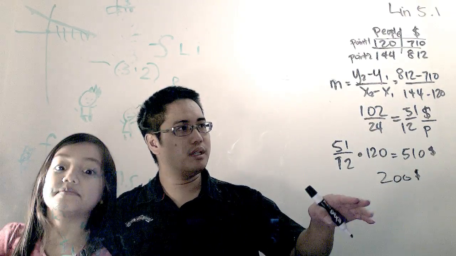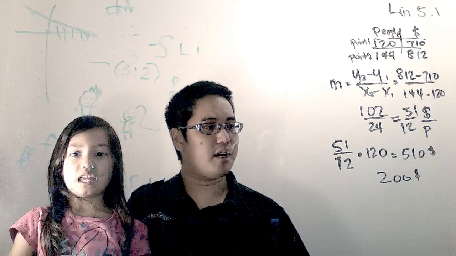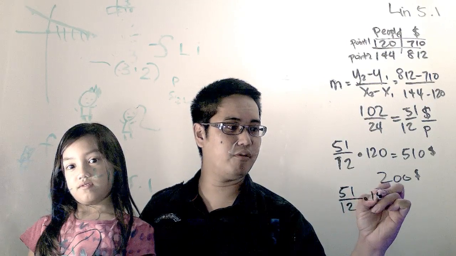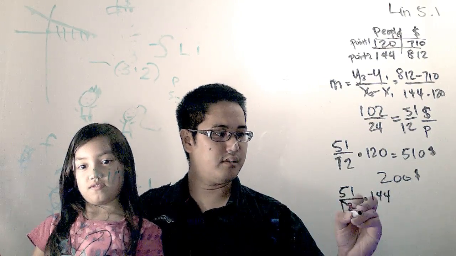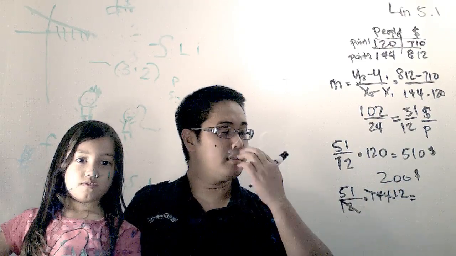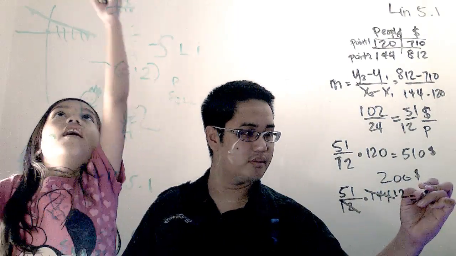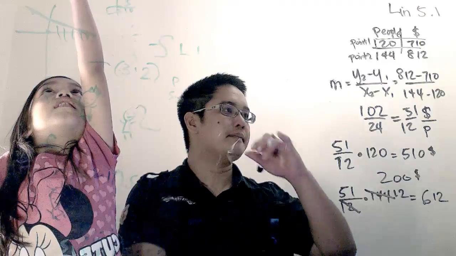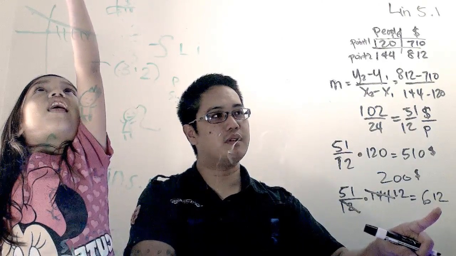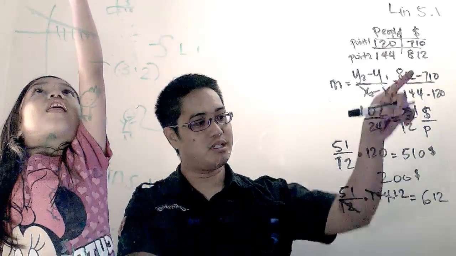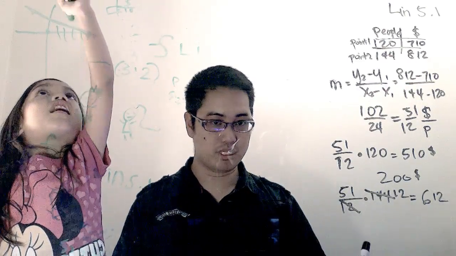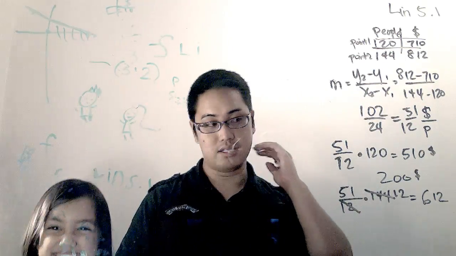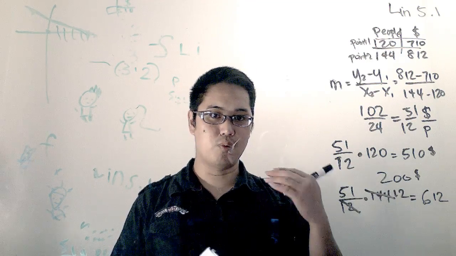We can do that the other way too. We can say, all right, well, how much would it have cost to have 144 people? So that would be 51 over 12 times 144. Let's see, 144 divided by 12 is 12, so that is 612. Yeah, 612. So the difference between how much they actually charged us and how much they should have charged us, if they only charge per person, is $200. So that confirms that the initial renting fee is $200.